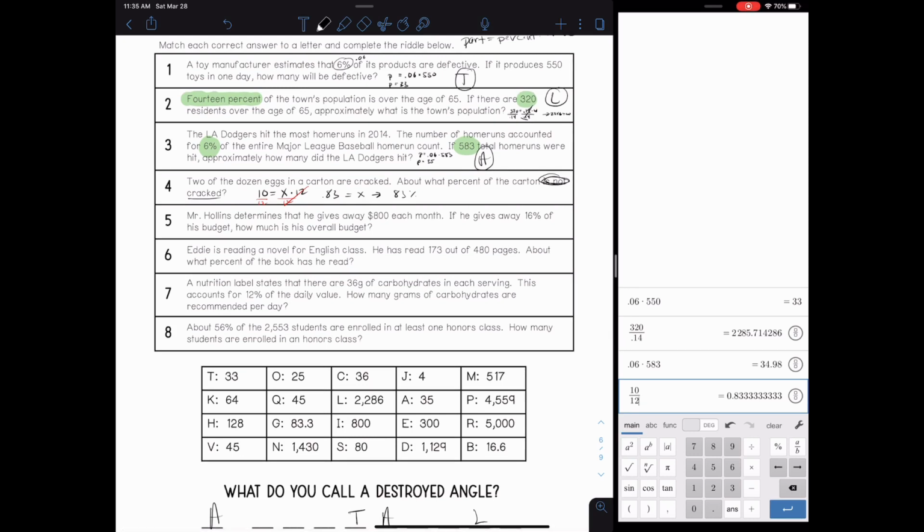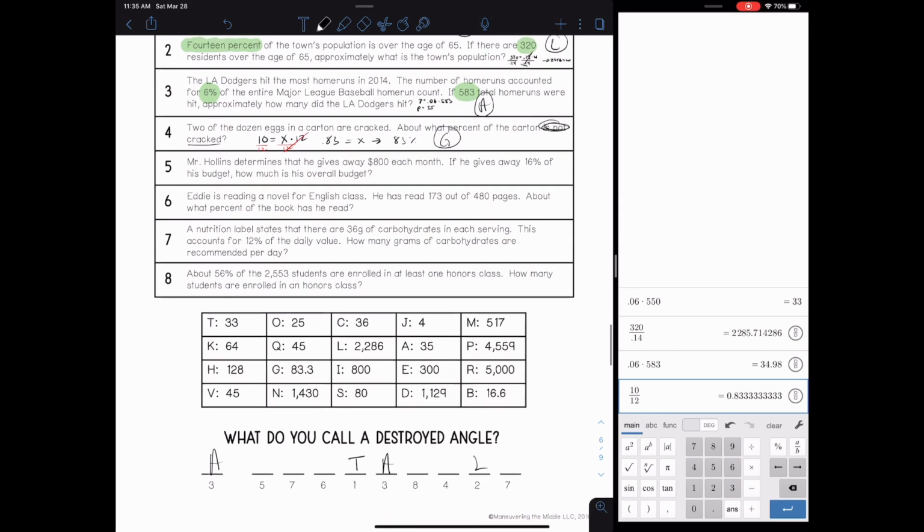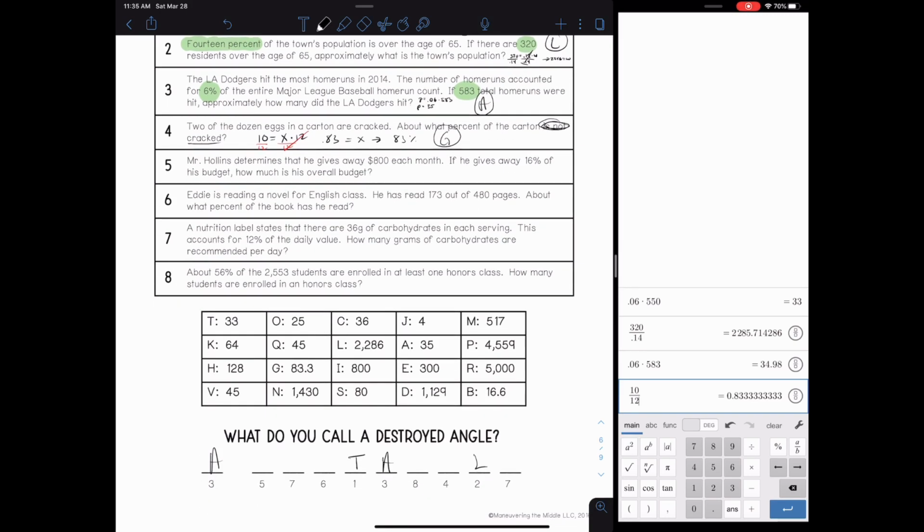Well, it's 83.333, right? That's what I got. So it should be this letter right here, G. So wherever I see a number 4, it's going to be a G. Right there.